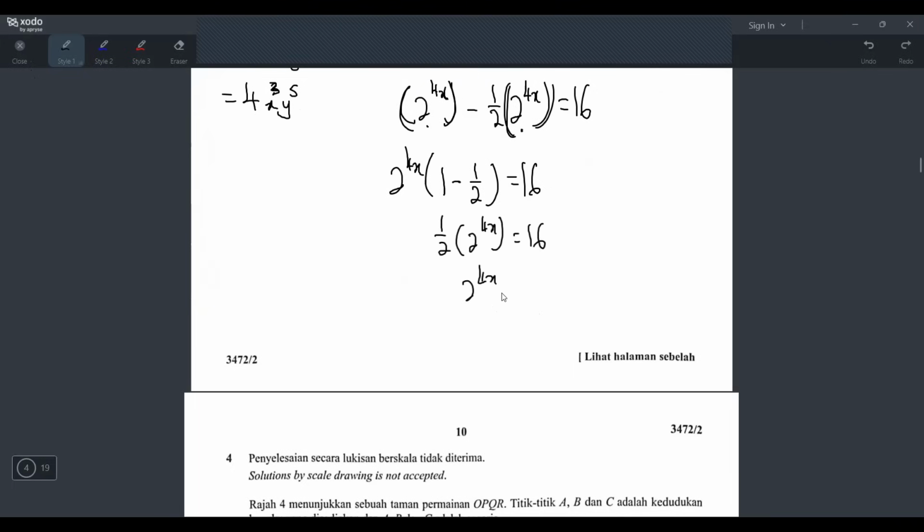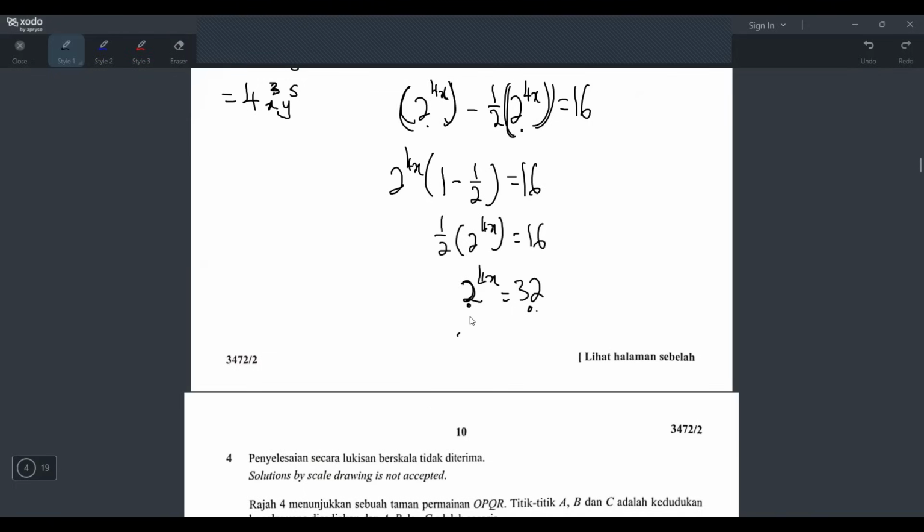And then 2 power 4x equals 16 times 2, which is 32. And now you end up with this. Now we just have to look at both sides. Base 2, base 32, check whether they can change to the same base or not. If they can change to the same base, then you change to the same base and then compare the power. If they cannot, then you add log both sides. You put log here, put log here, and then press log 32 divided by log 2. That is if they cannot change to the same base, right?